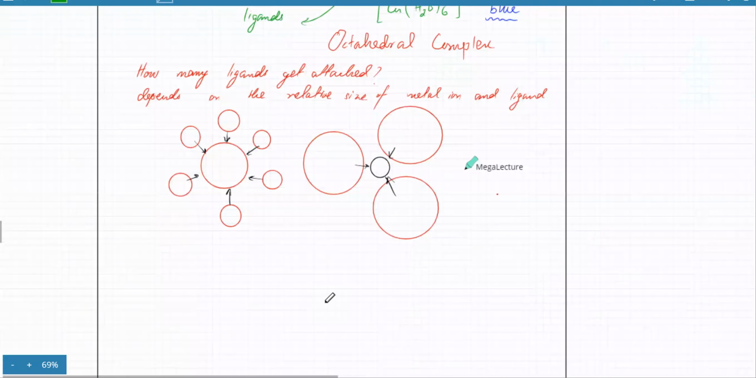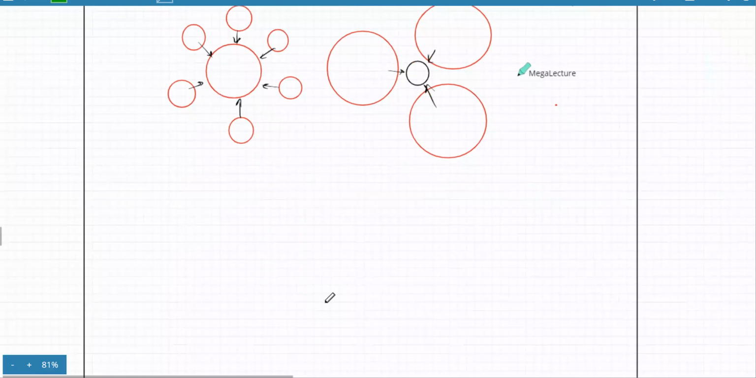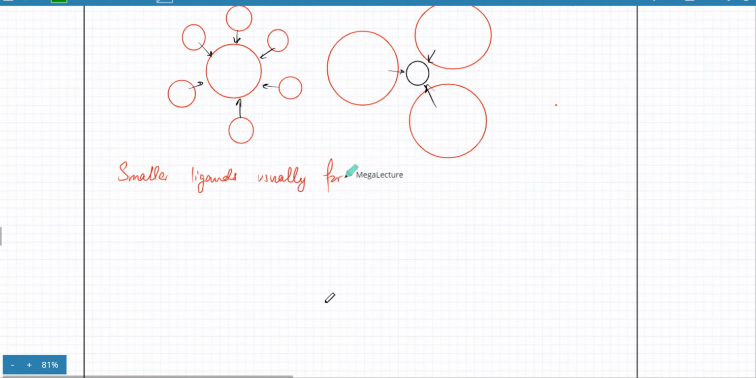अच्छा, so based on this, we can have a general idea, and that is that for octahedral complexes, we can have a general idea that smaller ligands usually form octahedral complexes. Now the question is, how do you figure out which one is a smaller ligand? What you can simply do is you can check the Mr. The Mr is going to give you an idea of whether the ligand is small or big.